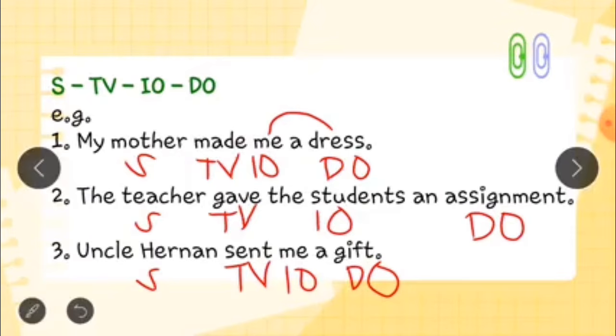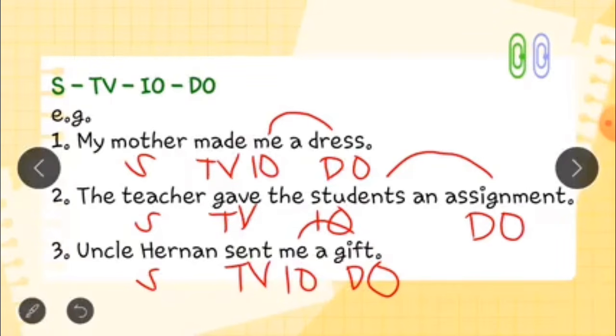Same in the second and third example. The direct object is assignment, and its receiver is the students. Therefore, students is the indirect object. In the third example, gift is the direct object and its receiver is me. Therefore, me is the indirect object.